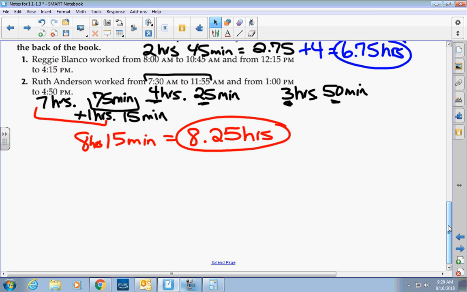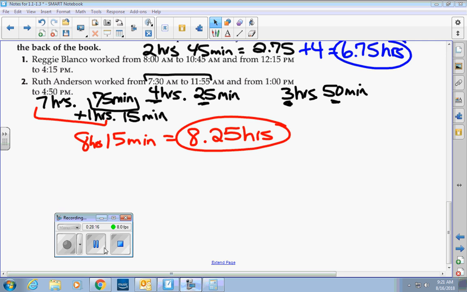Sometimes your lunch break doesn't happen at the most convenient time for keeping track of time. Just get to the end. Let's see where your hours end up and do those calculations. Okay, so that is it for today's notes.